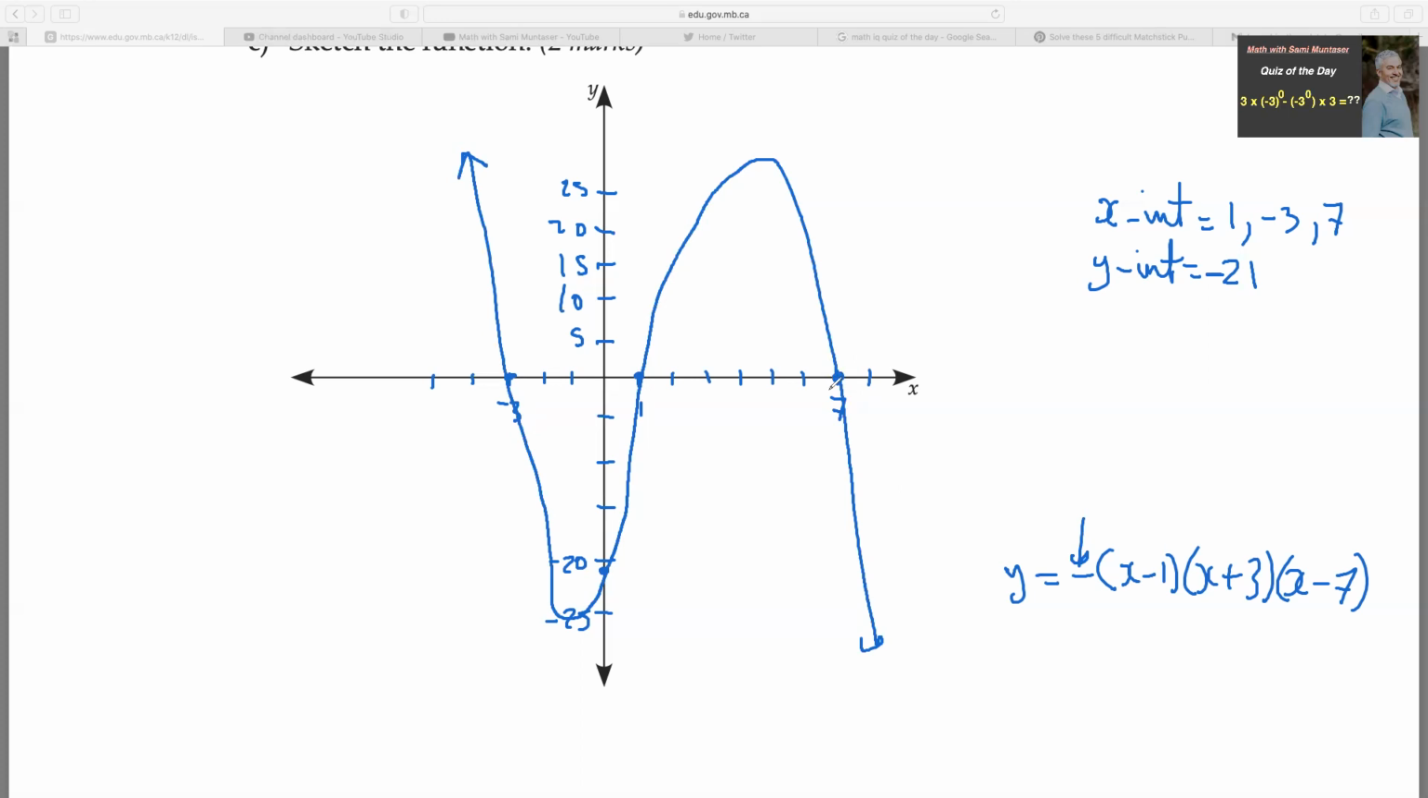Let's say if there was a multiplicity of two, where the zero in the brackets will have a square on top, then you'll bounce and all of that. I did that in other lessons. But this is how this graph looks.